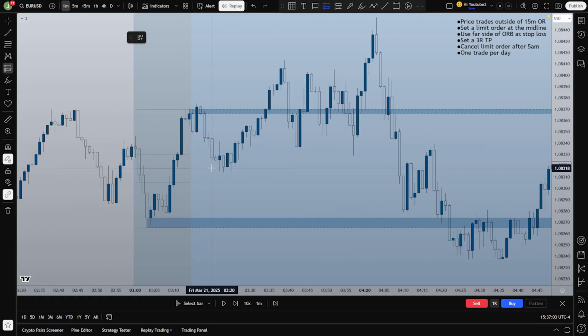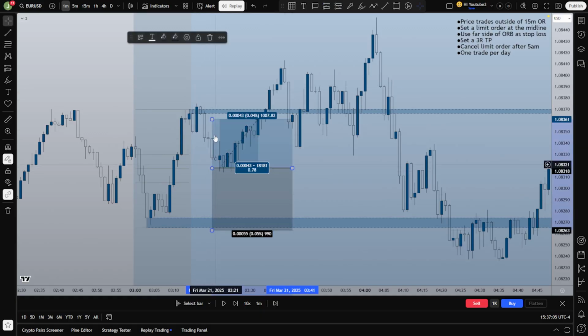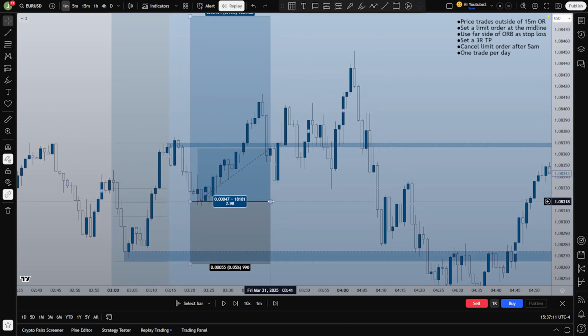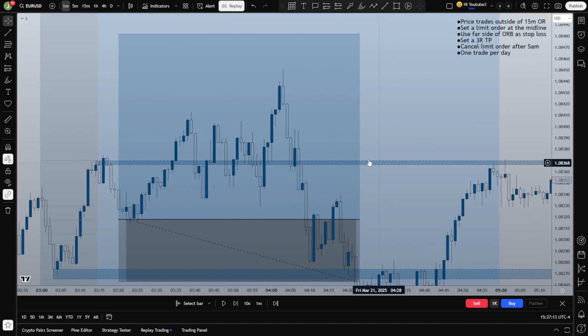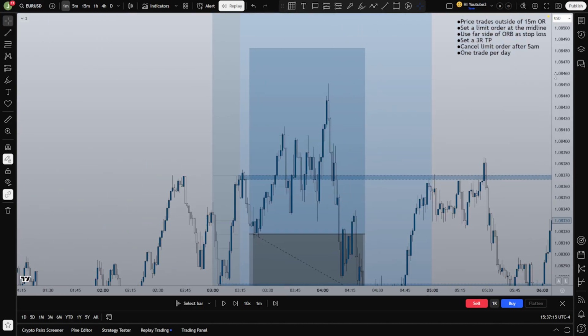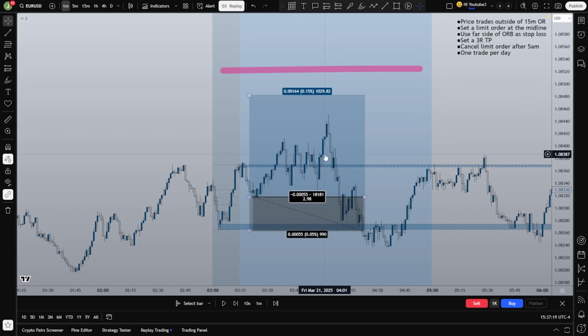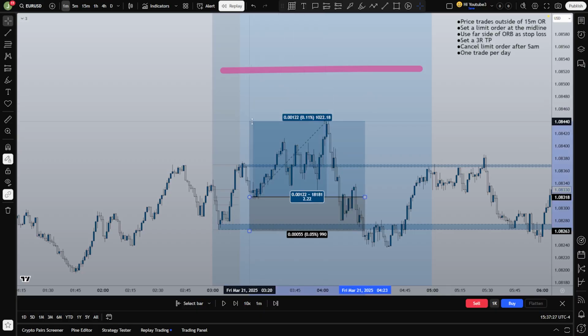So, all right, let's see. We get an entry right there. I don't think this is going to be 3R though. Nope, that's only about 2.5R. So that's okay. It's going to end up coming back and spitting us out. So this is another good example of you probably want to formulate some sort of either trailing stop or a break-even scenario, because giving the market back 2R is quite a lot.